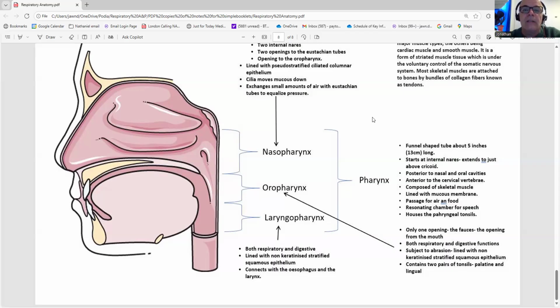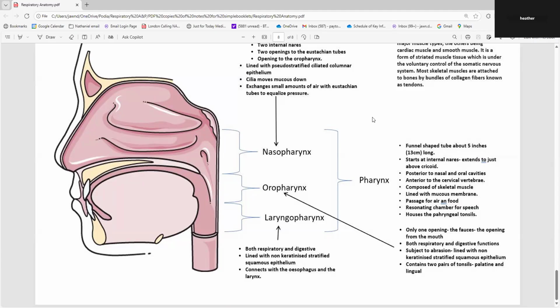The nasopharynx doesn't have any passage of food, and consequently it's lined with slightly less tough pseudostratified ciliated columnar epithelium. If you've ever inhaled anything through your nose, you will know that it hurts, doesn't it? So if something goes down your nose the wrong way, it hurts, and that's because it's not designed to go that way.